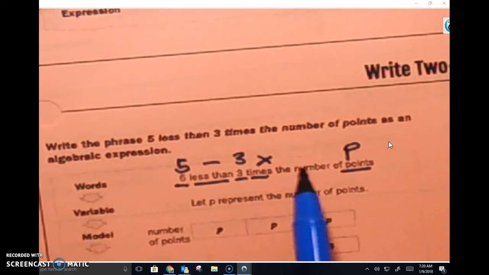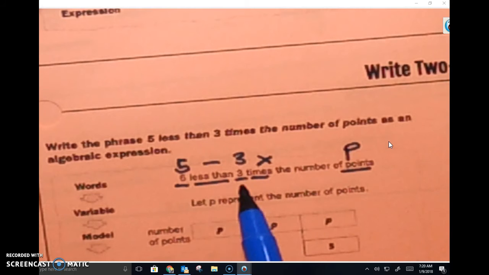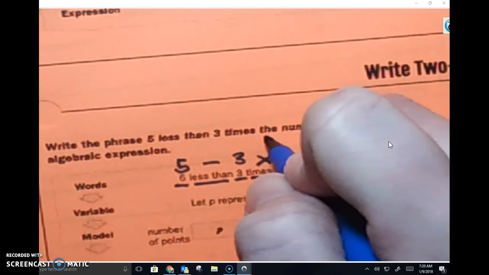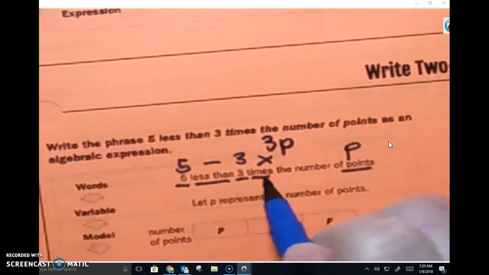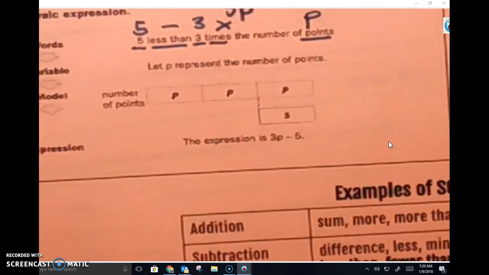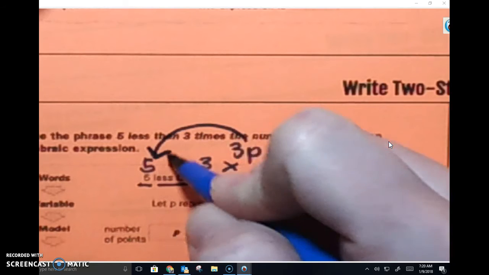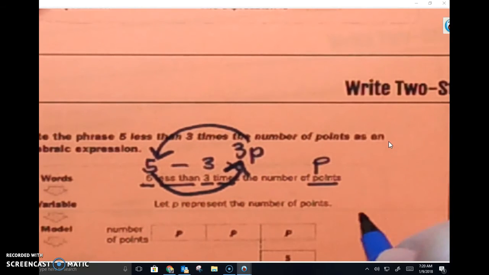Okay, so we're going to make sure we have 5 less than 3 times P. Remember, 3 times P, we're going to write that as 3P. Because it's less than, and according down to here, when it's less than, we're going to flip the numbers around. So we're going to take 3P and put it in where 5 is, and just go like that. So our answer is 3P minus 5.